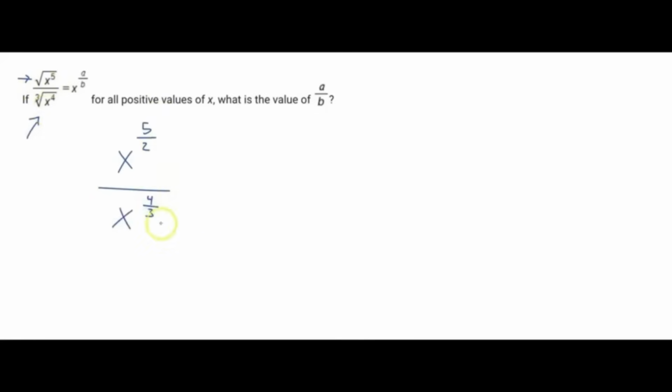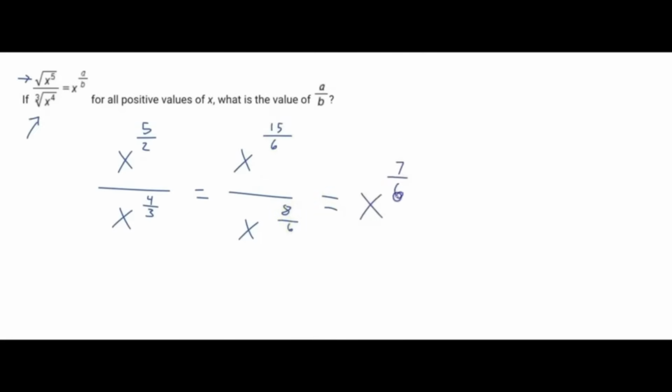And so now we want to find a common denominator between 5/2 and 4/3. So we can just multiply this by 3 and this by 2. So this would be x to the power of 5 times 3, so you get 15/6, and then we multiply this by 2, so you get 8/6. And now, because we have the same base, we can just subtract the powers. So 15/6 minus 8/6 is just 7/6.